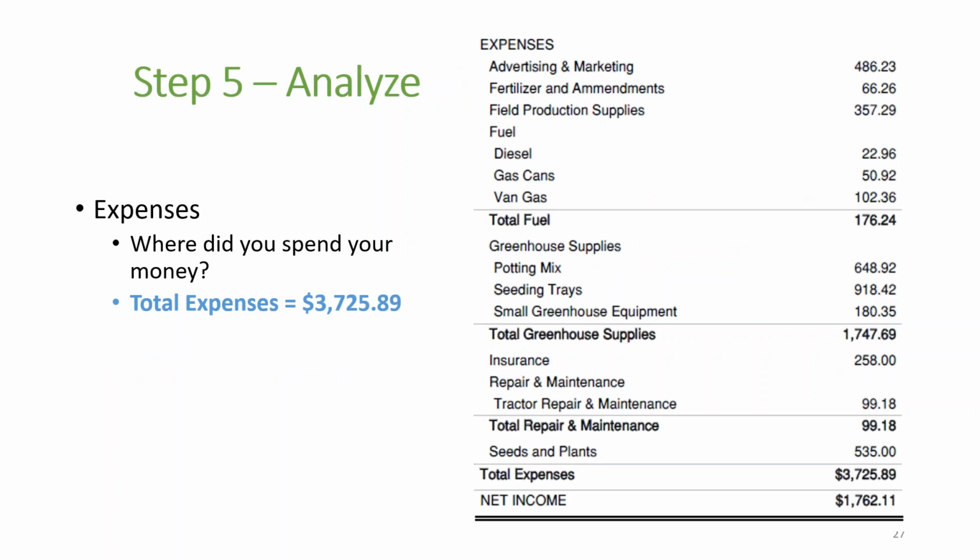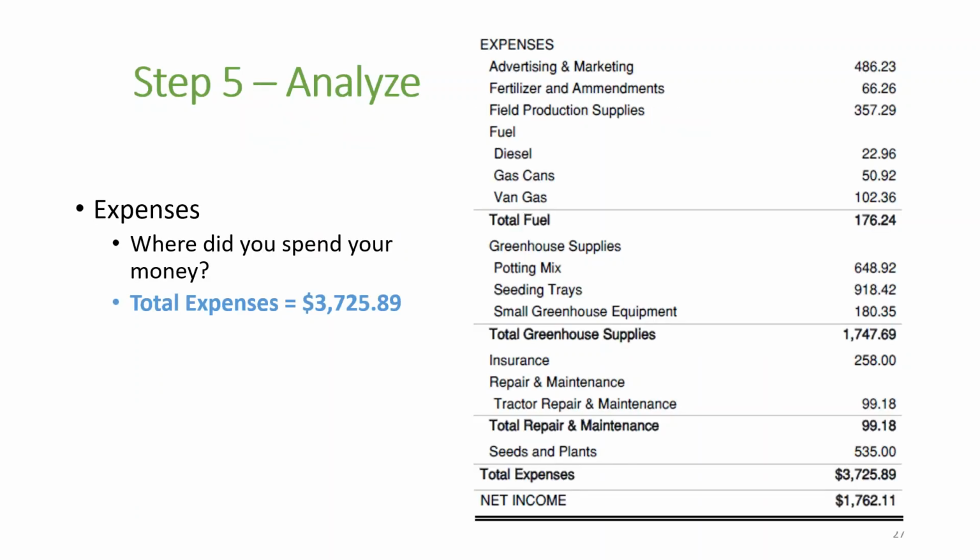On the expenses side, I want to ask myself the same questions. Where did I spend my money? What categories were costing me the most? Why is that? Does it make sense? How does it compare to last year? What would I like to change going forward based on what I see here in my expenses category?